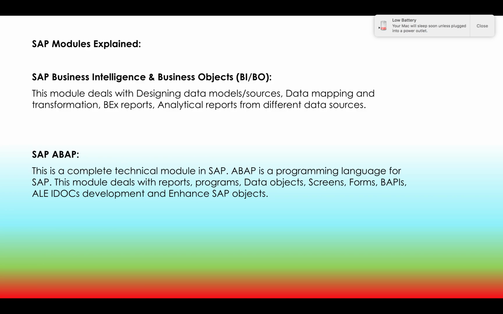Now, SAP ABAP, we consider it also one module. This is a completely technical module in SAP. ABAP is a programming language for SAP. With this module we can build reports, programs, data objects, screens, forms, BAPIs, IDocs, all the technical programs. All technical programs are designed by SAP ABAP. And if you want to enhance any process objects, like if you have any enhancement required in the finance FICO module, or if you require some more functionality in the sales department, or need to fix some issues in the production planning module, we need an ABAPer, to fix, to enhance, to develop new reports. So ABAP is the backbone of all the SAP modules.